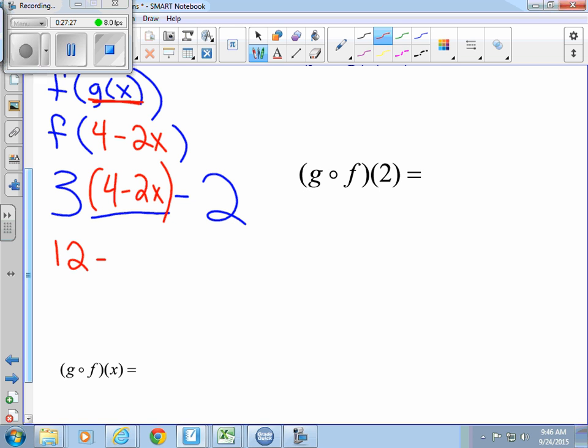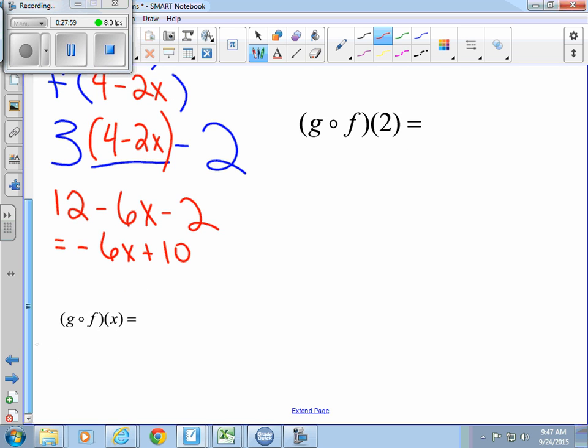12 minus 6x minus 2. So that is f of g of x is negative 6x plus 10. That's f of g of x. I'm not going to do any solving. It didn't ask me to. In fact, I don't even have an equation to solve. It doesn't say equals anything, so I can't solve it even if I wanted to. Don't try.